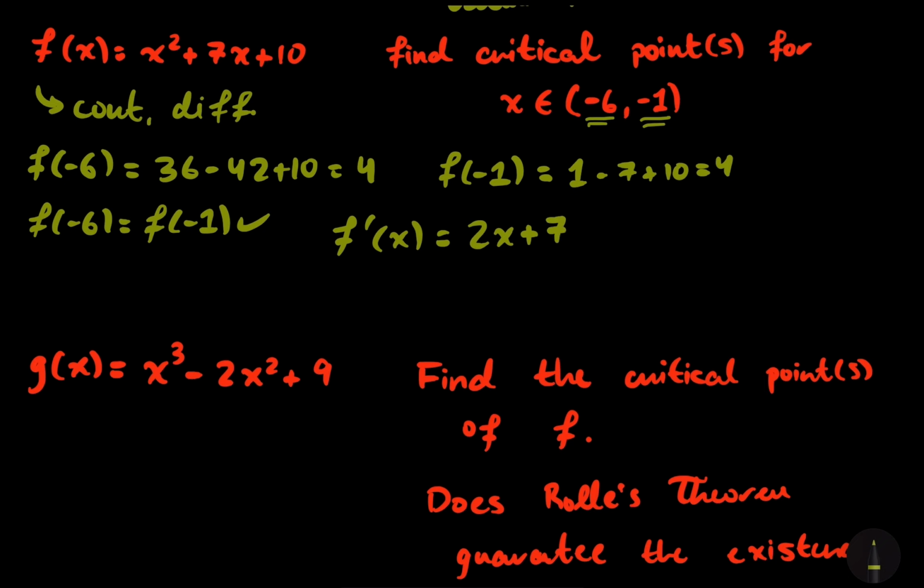And then in order to solve for these critical values, we just have to set this equal to 0 and solve for x, right? And so if we were to solve for x, we will end up with x equals -7 over 2. And so that would be our critical point right over there.